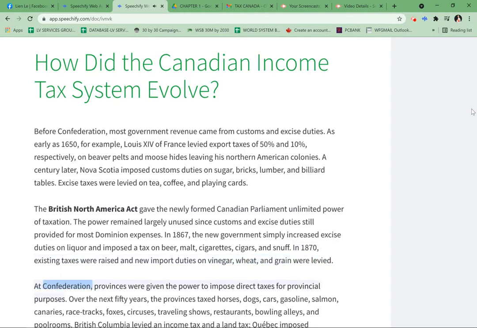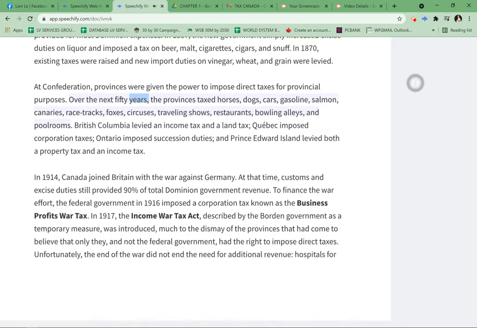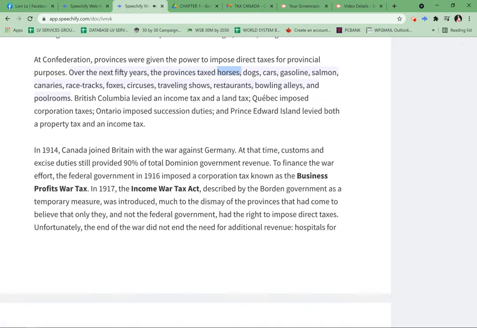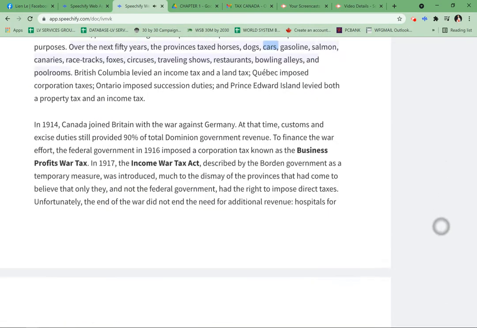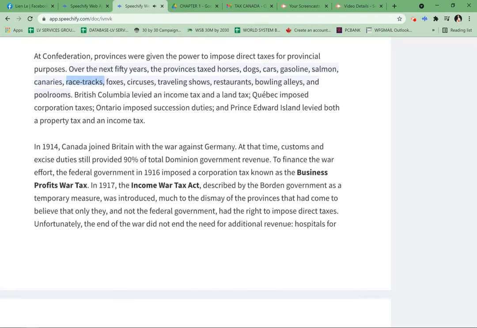At Confederation, provinces were given the power to impose direct taxes for provincial purposes. Over the next fifty years, the provinces taxed horses, dogs, cars, gasoline, salmon, canaries, racetracks, foxes, circuses, traveling shows, restaurants, bowling alleys, and pool rooms. British Columbia levied an income tax and a land tax. Quebec imposed corporation taxes. Ontario imposed succession duties, and Prince Edward Island levied both a property tax and an income tax.